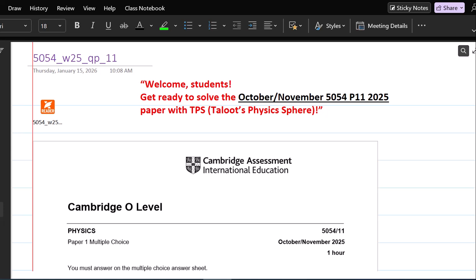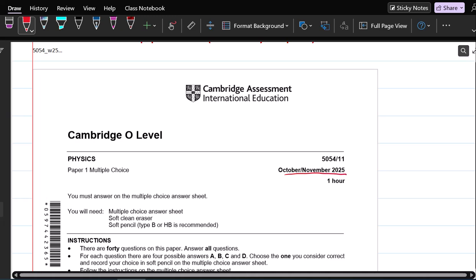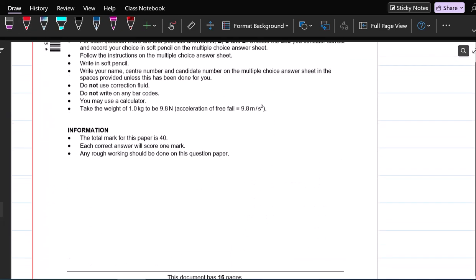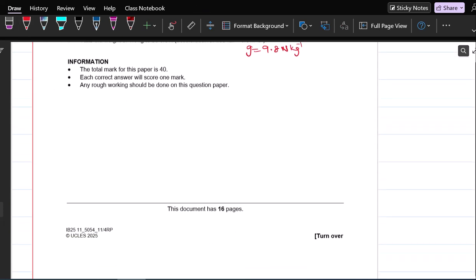Okay, welcome students. Get ready to solve October-November 5054 paper 1 variant 1 of 2025 with TPS. This is the most recent paper available right now. In this paper you have 40 questions and you can take the value of g as 9.8 newton per kilogram. So we are going to solve this paper.